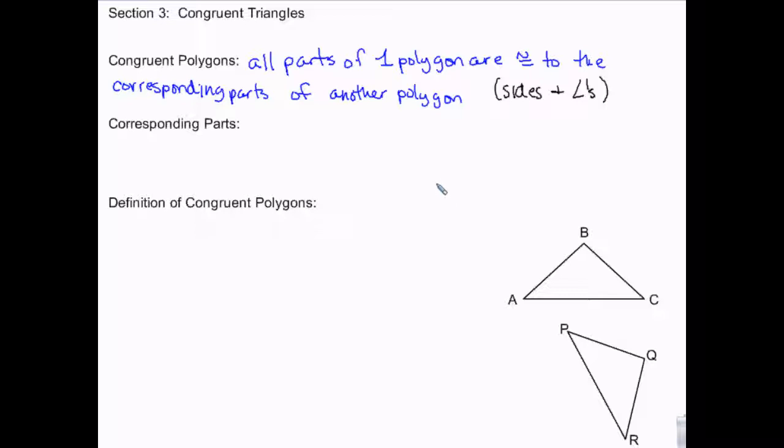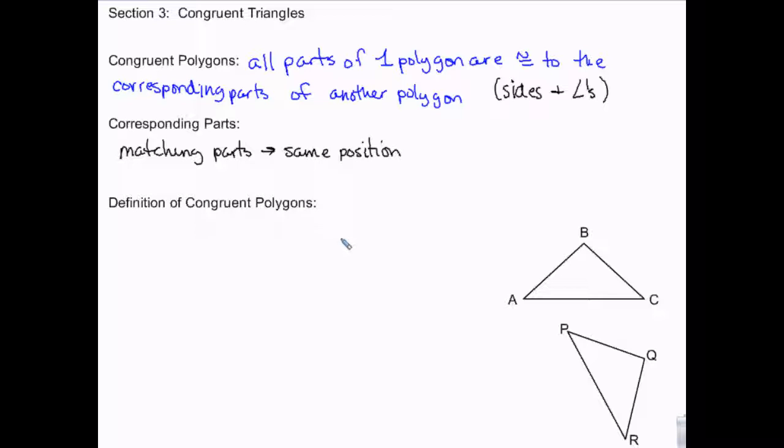Okay, so congruent polygons have to be the same polygon, so you have to have two pentagons. You can't have a pentagon congruent to a rectangle. So they're the same sides and same angles, and the corresponding parts are the matching parts, so in the same position. So you know how we had the corresponding angles in the parallel lines with the transversal? They were the angles that were in the same position. The corresponding parts are going to be in the same position.